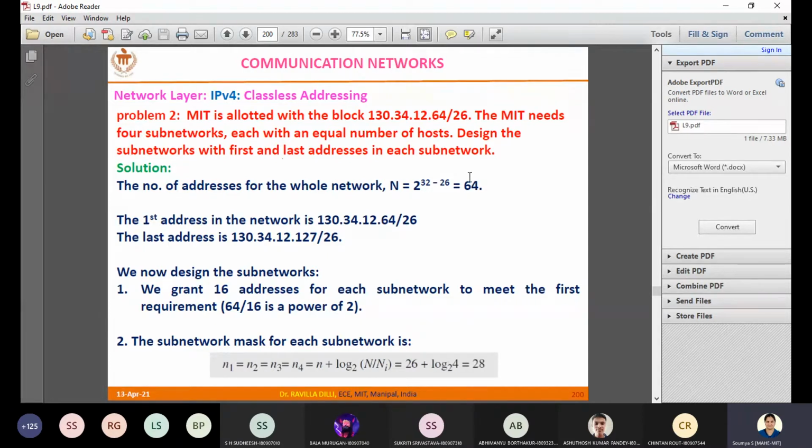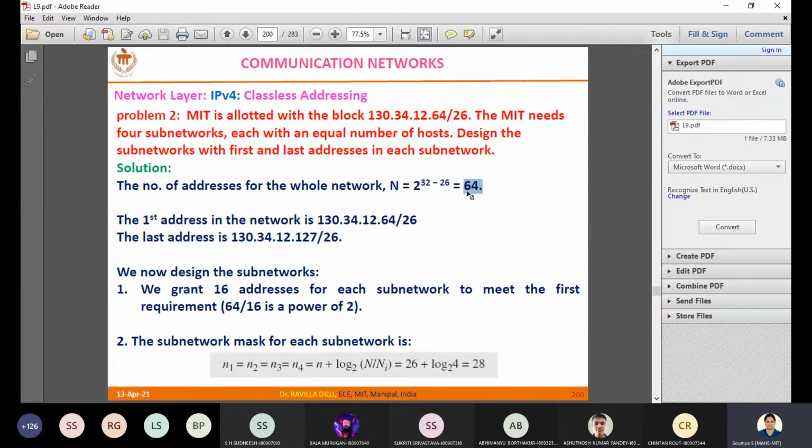First, you should find out the total number of addresses that are given. How do you find that? Look at the /n value. The total number of addresses will be 2 power (32 minus n), that is 32 minus 26, which is 6, right? So 2 power 6 is 64. The total number of addresses in this block is 64.